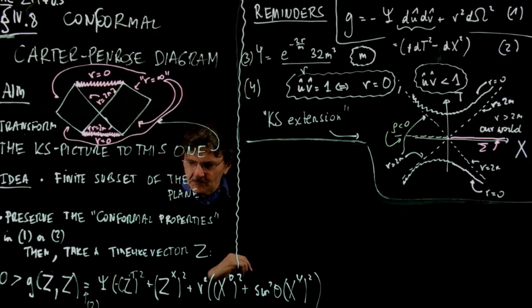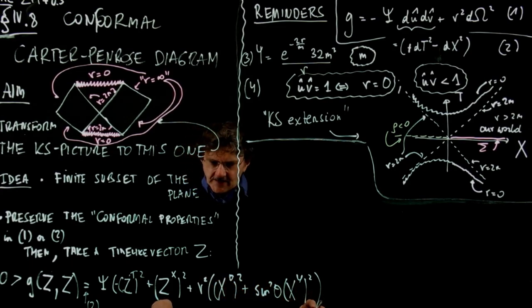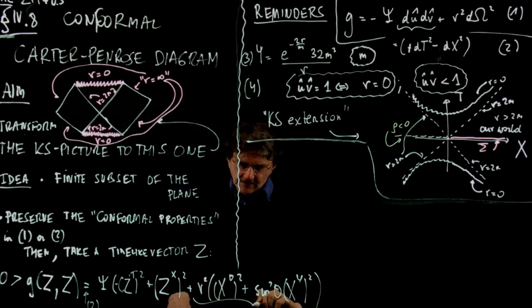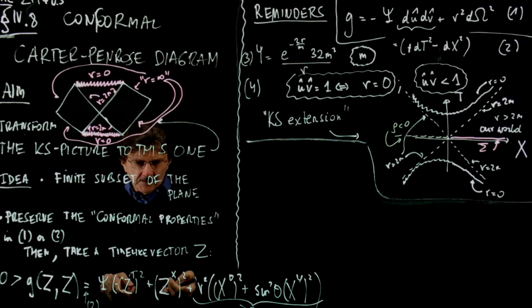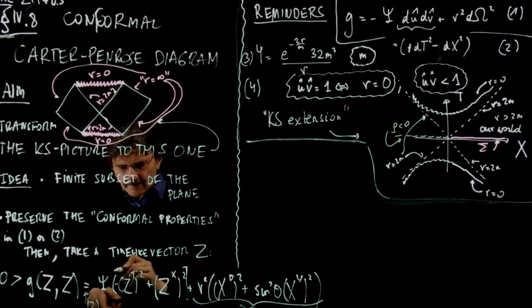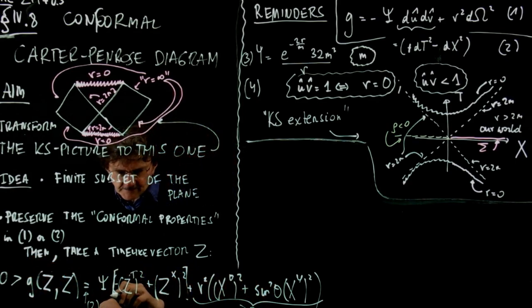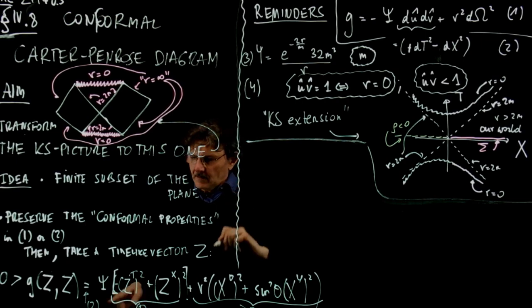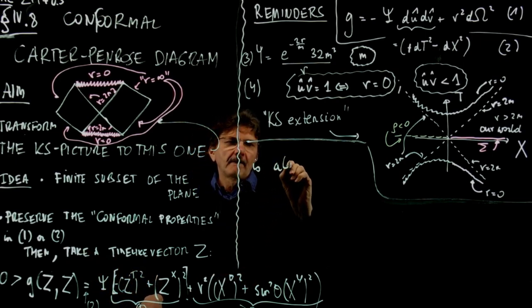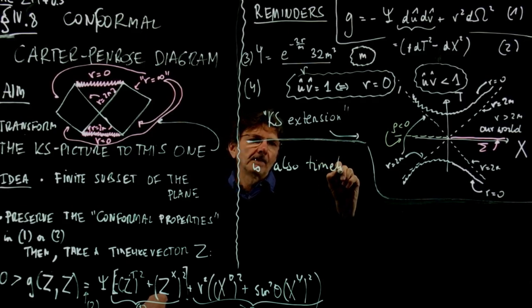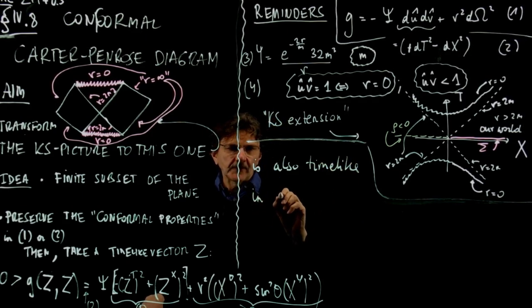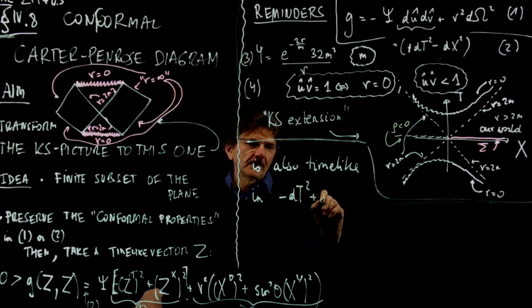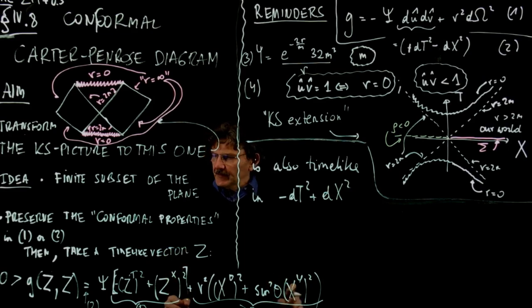Then all this has to be negative, but since this is positive, then this better be negative, right? The whole thing is negative, this is positive, so this has to be negative. So this is also time-like in the flat two-dimensional metric, minus dt² plus dx². Right, that's what the equation says.